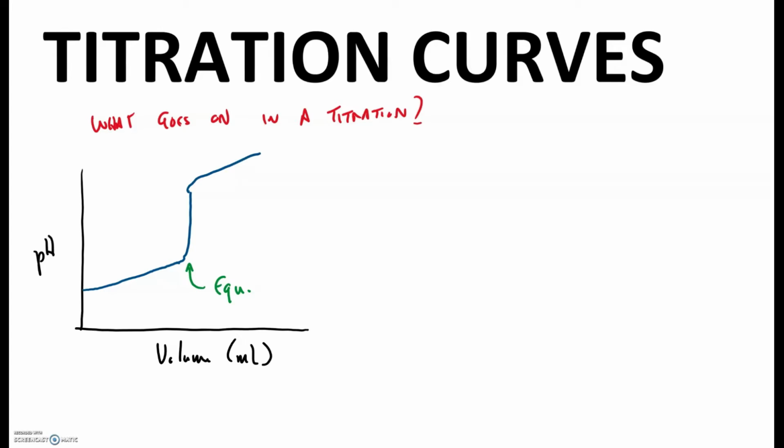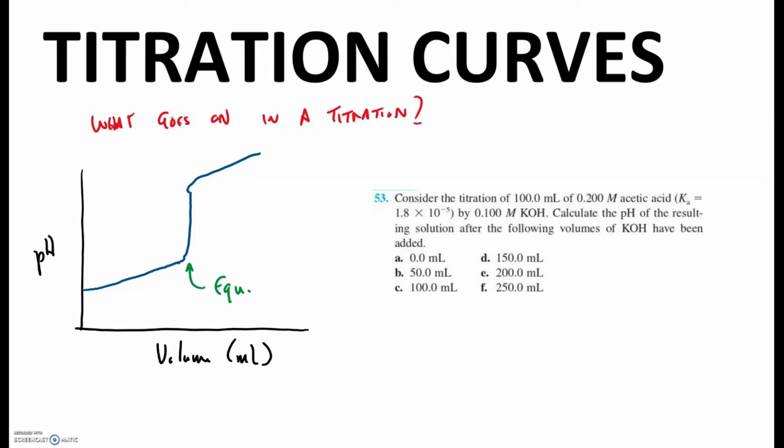Here's an example of a problem. Now this is on OneNote. I usually assign this one, but I'm going to use this one as an example this year. Let me put this up here. This says, consider the titration of 100 milliliters of a 0.2 molar acetic acid solution. It gives us a Ka. It's titrated with 0.1 molar potassium hydroxide, and it says calculate the pH of the resulting solution after we added these 6 different volumes. Well, 5, because part A is just 0.